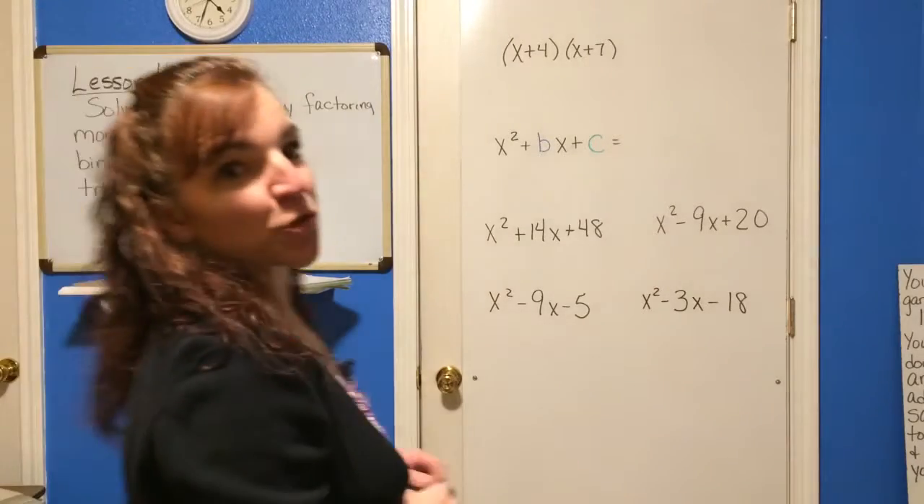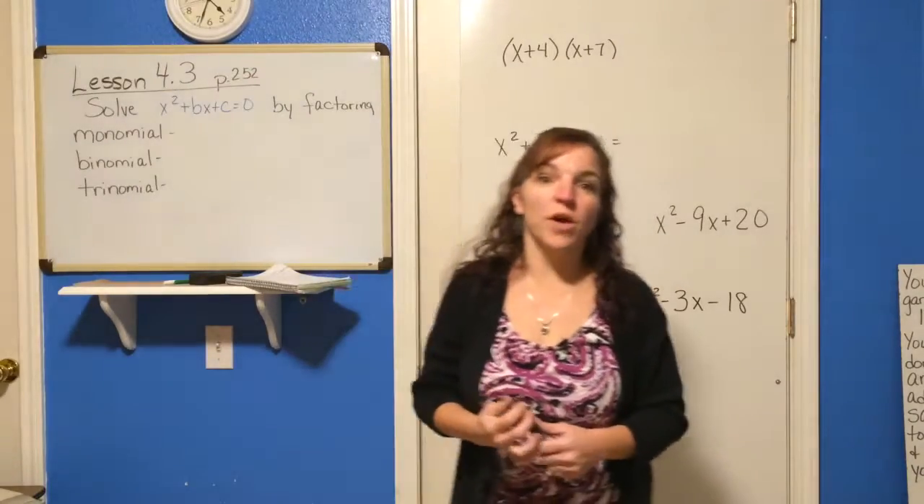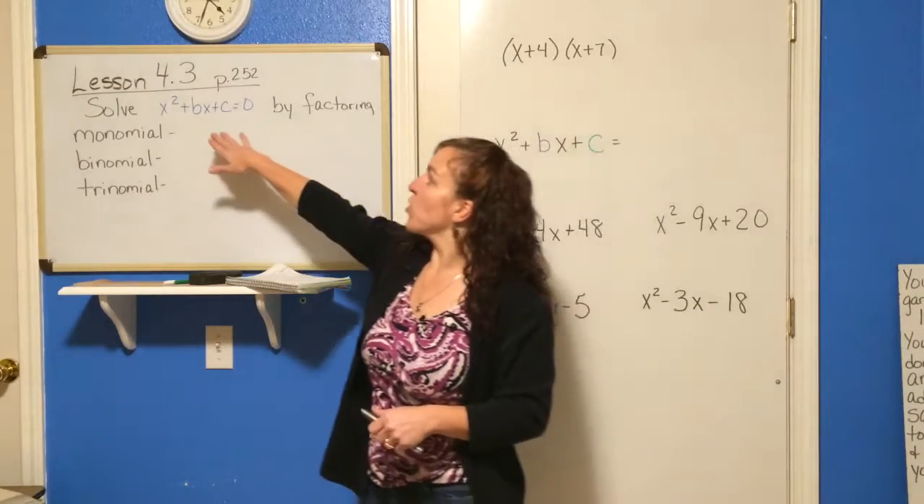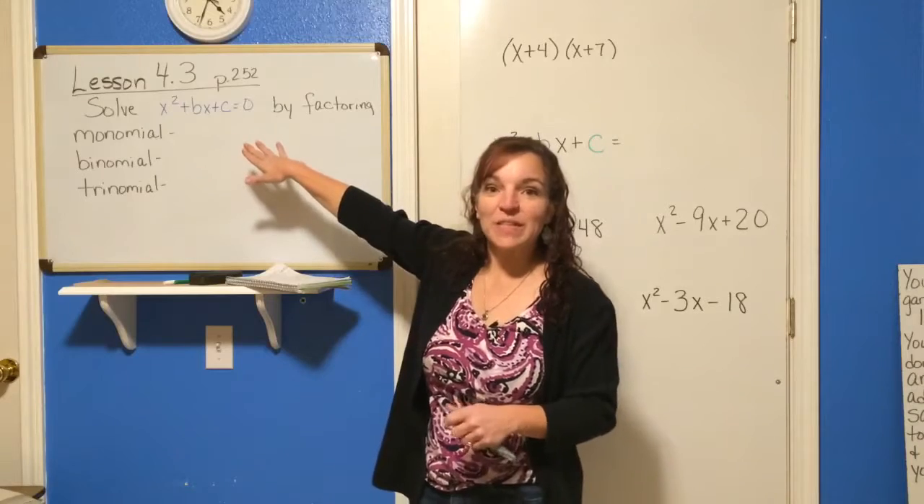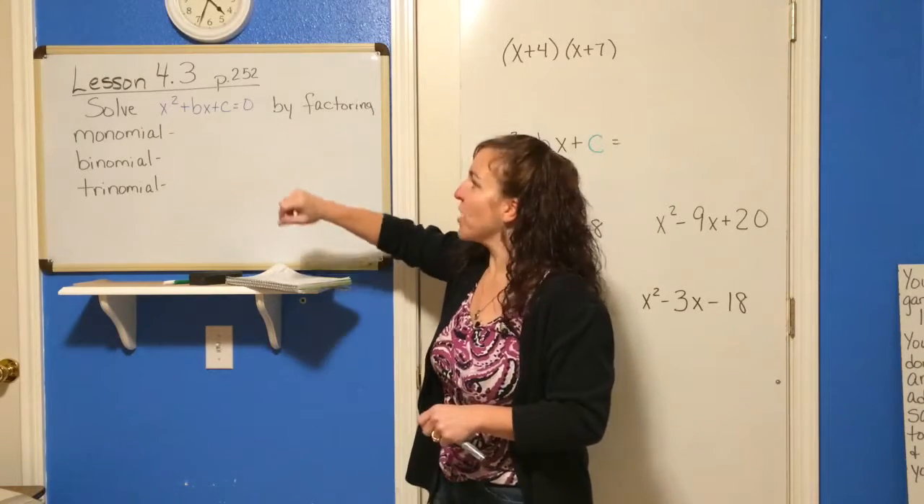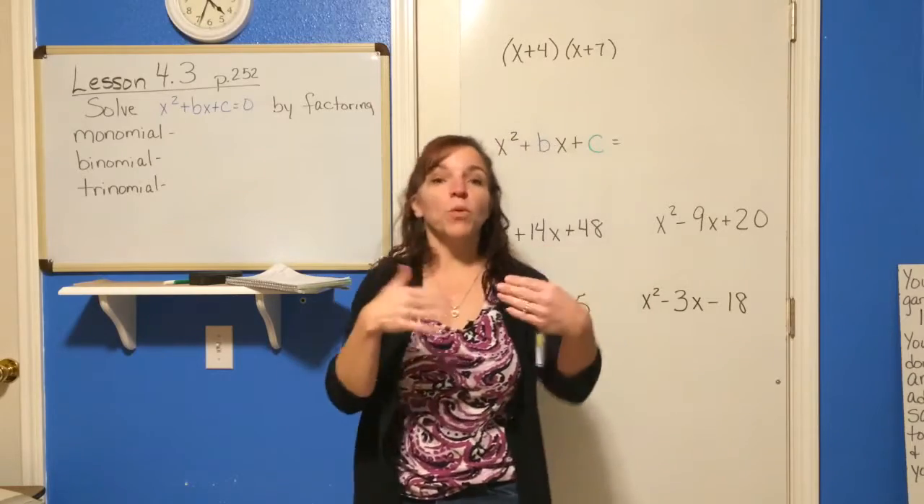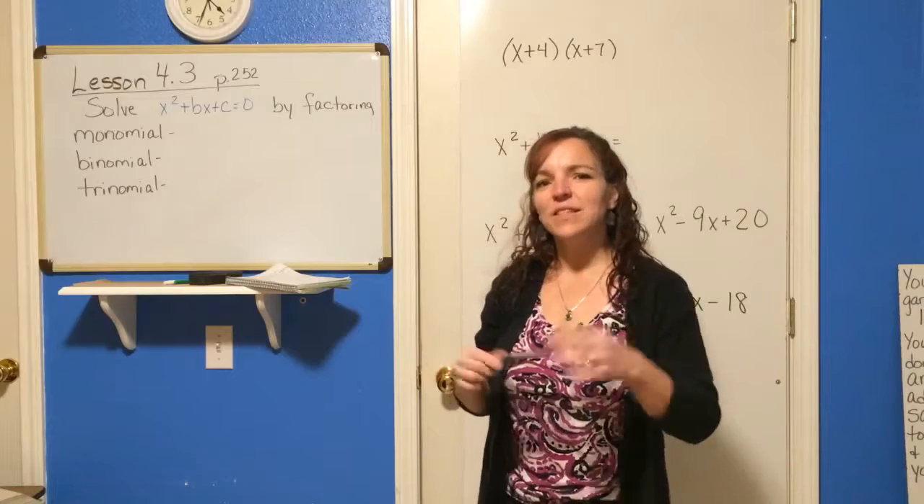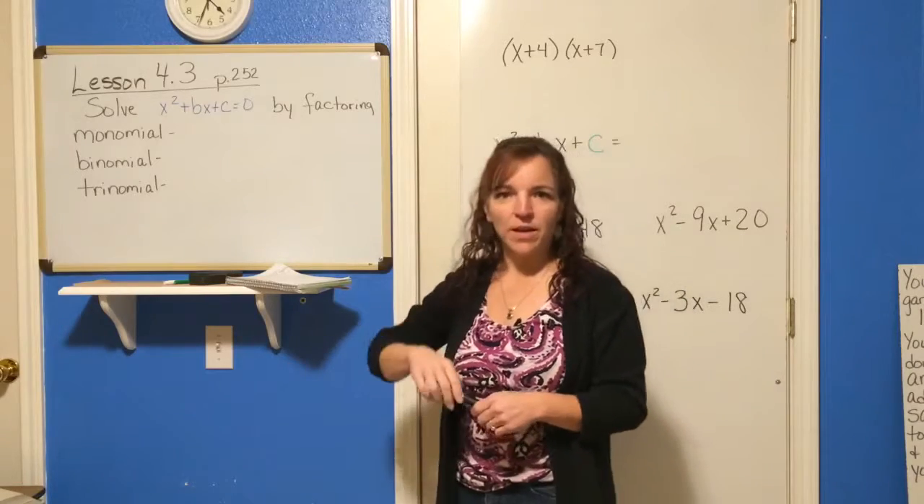In section 3 of chapter 4, we're going to be solving quadratic equations by factoring them. Remember, the quadratic equations are in the form x squared plus bx plus c equals 0, and that is the standard form. We're going to leave them that way for now. Before we can begin, we need to make sure that we're speaking in the same language. So let's get some terms under our belt.